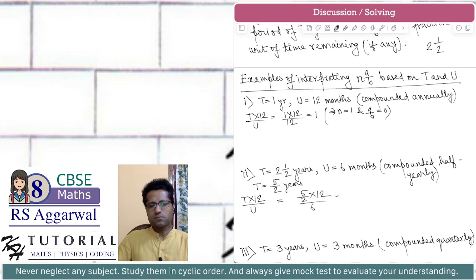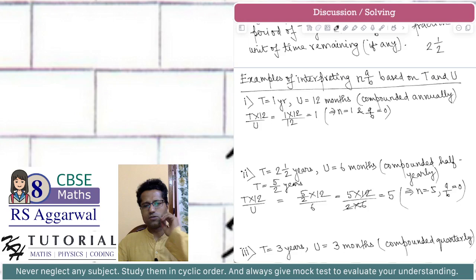This is equal to, as you can see, 5 multiplied by 12 divided by 2 into 6. This is 5. So this means that n is equal to 5 and a by b is equal to 0. What does it mean? n equals 5 means that in the time period of 2.5 years, we will compute the interest 5 times. Why?